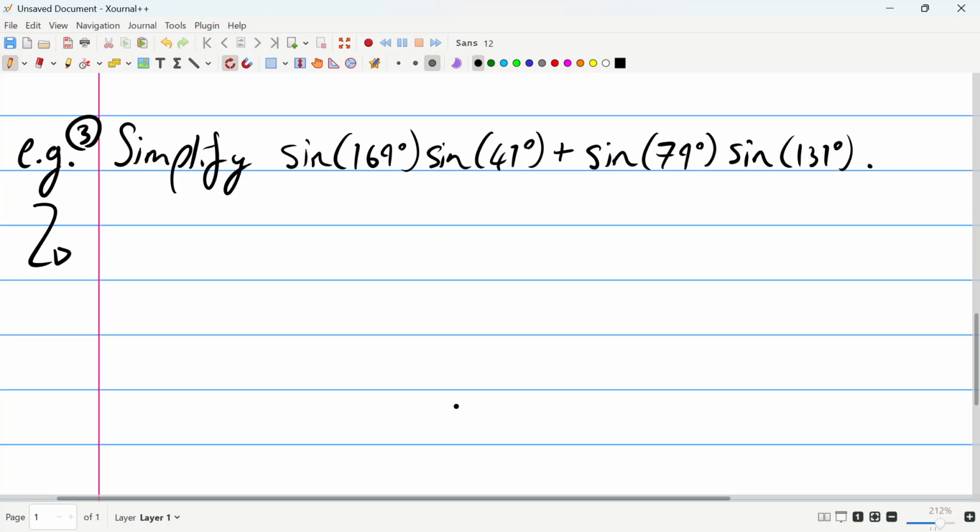Okay, so here's the third one. Example number 3 says, simplify sine of 169 degrees times sine of 41 degrees plus sine of 79 degrees times sine of 131 degrees. Now I know this looks very hectic, and this is the type of question where you need to use the other way around, where you will say the sine, but you're going to need to simplify and try to use maybe co-ratios to put cosine somewhere here in order to use the compound angles. So let's just do it one by one and see how far we can get.